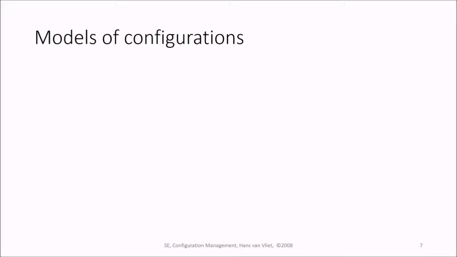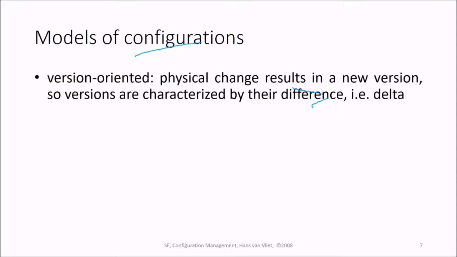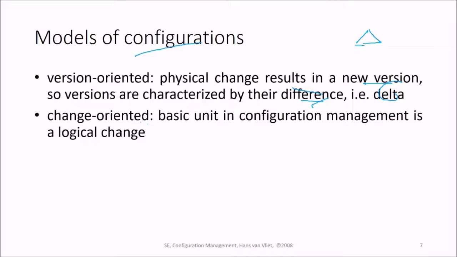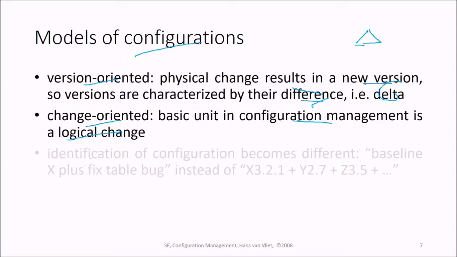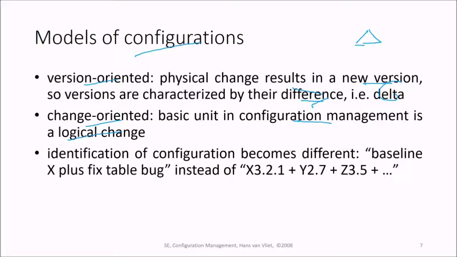What are the models of configurations? There are various models of configurations. The first is version oriented. A physical change always results in a new version. So versions are characterized by their difference, that is the delta, what differences have been accommodated. Change oriented can also be there. The basic unit in configuration management is the logical change. Then identification of configuration becomes quite different, because instead of baseline x plus fixed stable bug, you can just write something like x 3.2.1. This is quite difficult. That is why it becomes different.